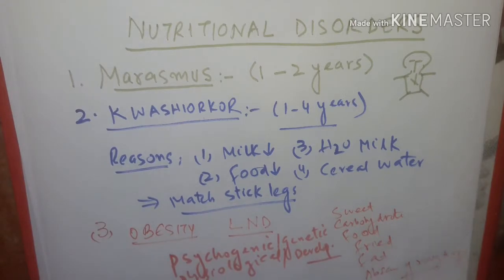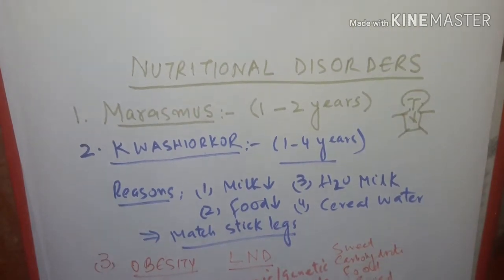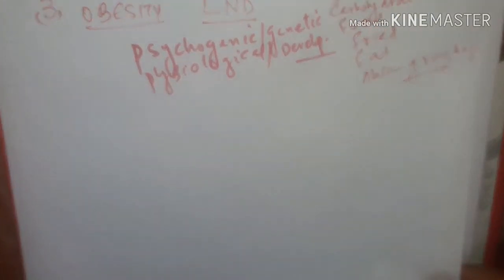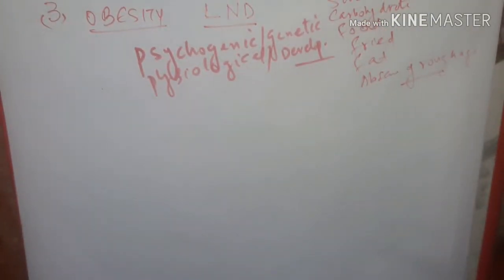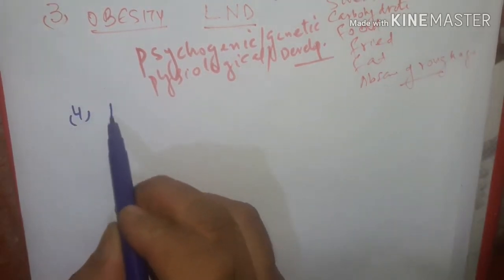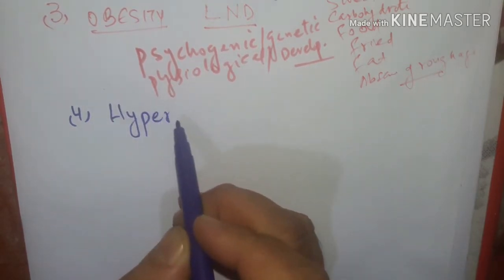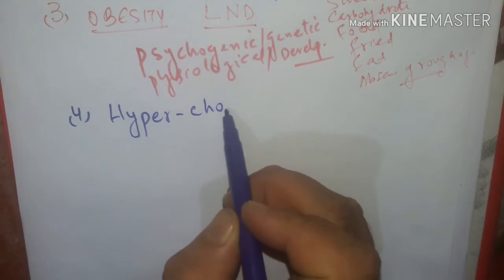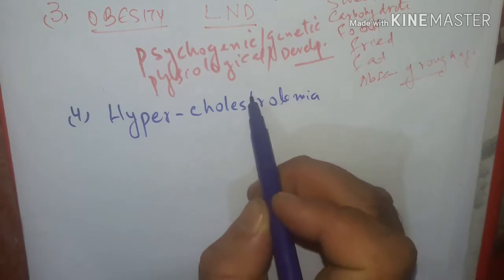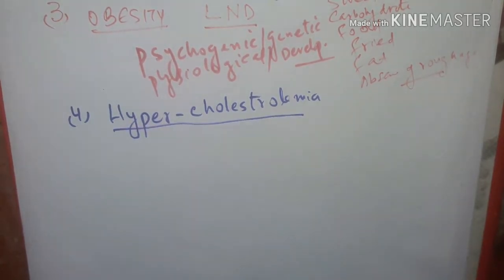Now, moving to another disorder, that is hypercholesterolemia. This is the fourth nutritional disorder we're taking. It is characterized by high blood cholesterol due to higher intake of cholesterol-rich eggs, red meat, butter, and ghee, or reduced fiber intake.